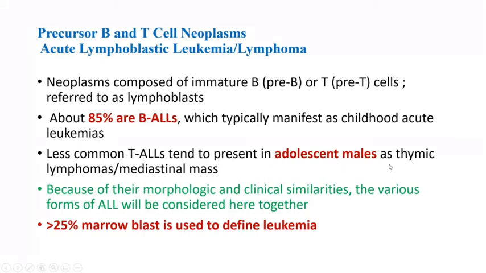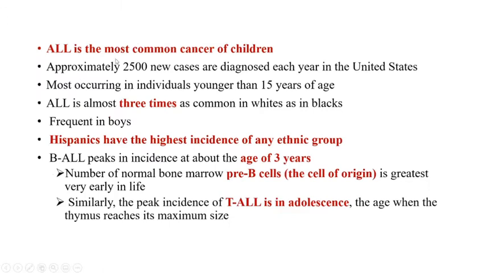B cell manifests in childhood, whereas T cell develops in adolescent males and presents as a thymic or mediastinal mass. Ideally it is lymphoma because it presents as a mass lesion, but we call it leukemia when there is more than 25% marrow blasts. We then call it acute lymphocytic leukemia. You should know that it is the most common cancer in childhood, more common in whites than blacks, and more frequent in boys than girls. Hispanics have the highest incidence.